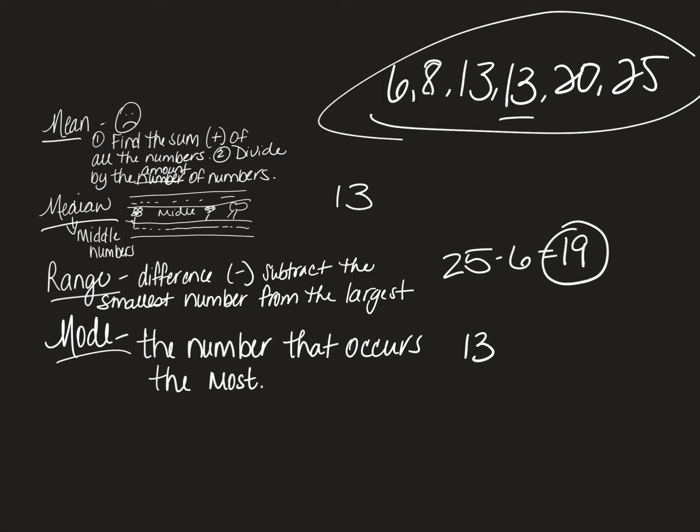Now, let's just say that you had 6, 13, 13, 13, 20, and 20. What would be your mode? 13, because that number occurred the most. Okay? Does that make sense? All right, so very good.